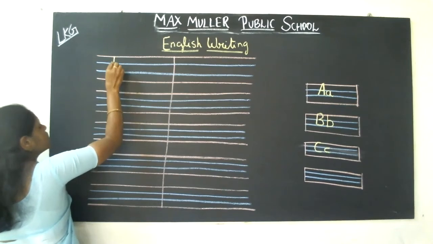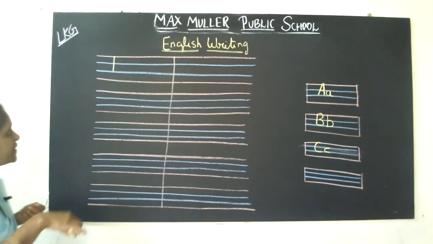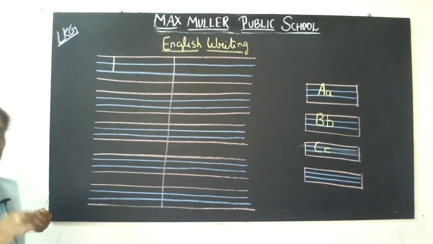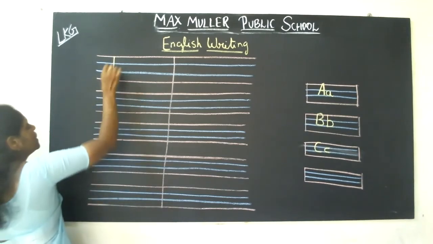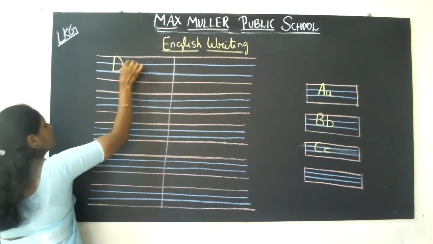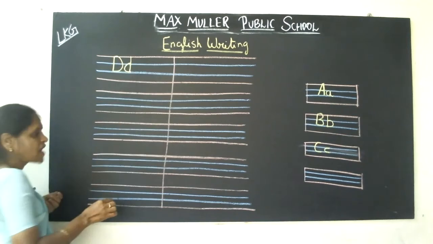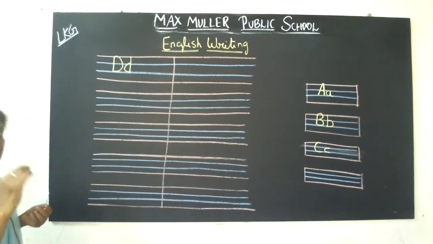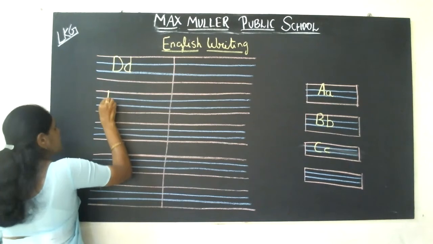Start from the red and blue line. Take out your classwork, children, and start writing one time in the classwork and one time in the homework. So how do you write capital D? From the red line to the blue line. Capital D, small d. Small d, you have to start from the red line and write inside the blue line. Again, capital D from the red line.